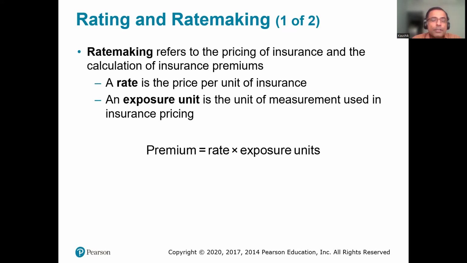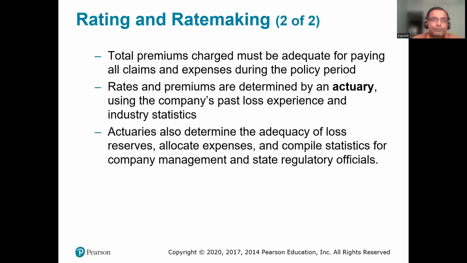For instance, I want to take an insurance policy of $10,000. That's a life insurance. The exposure unit is $1,000, and the rate for each exposure unit is $1. So my premium for $10,000 of life insurance policy will be $10. This is how it works.